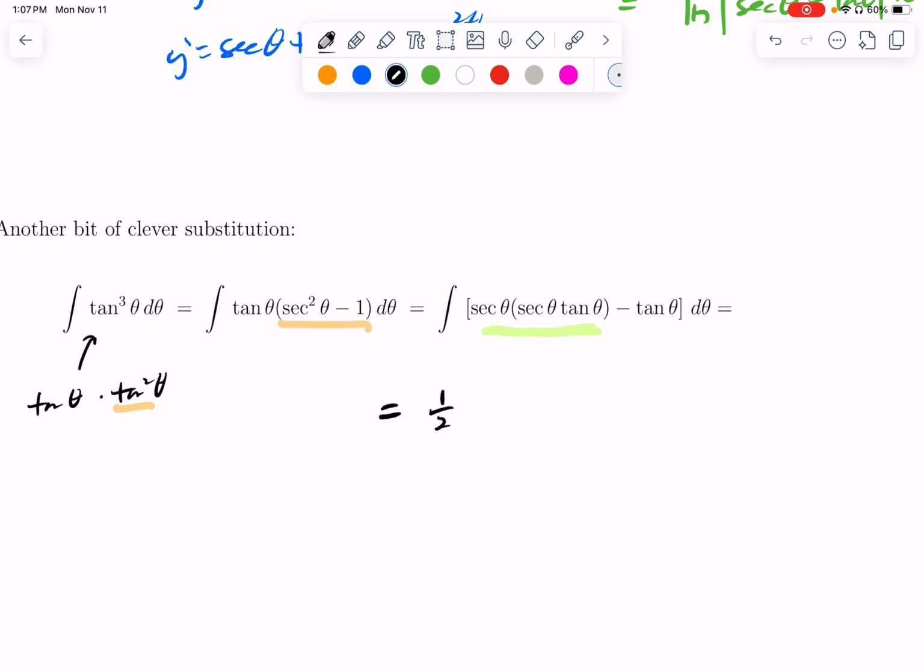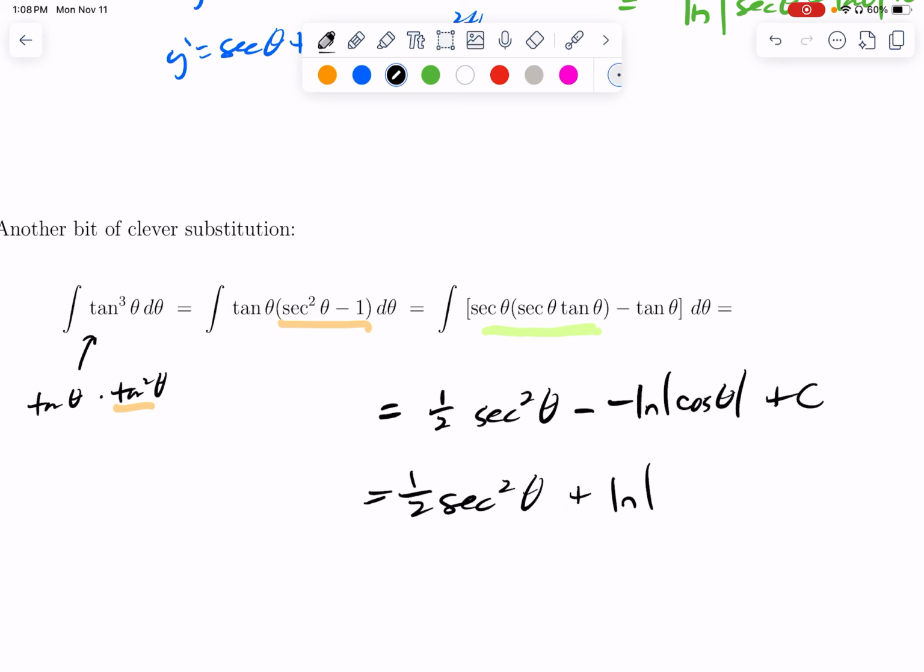So this is 1/2 secant squared theta, right? We're not taking an integral anymore. And this would be minus the natural log of the absolute value of cosine theta. So one way of simplifying this would be like so. Something you can look up if you need it.